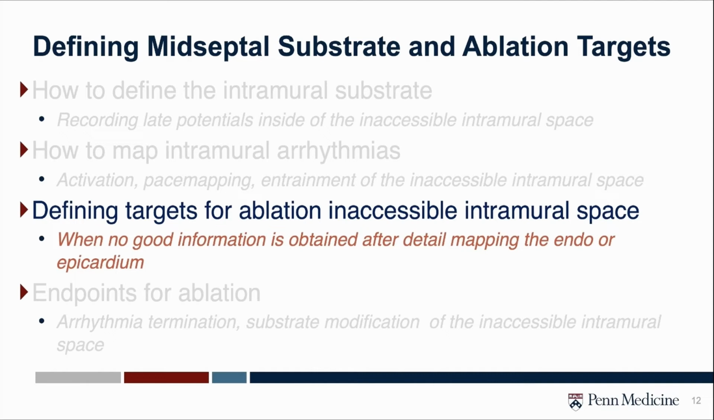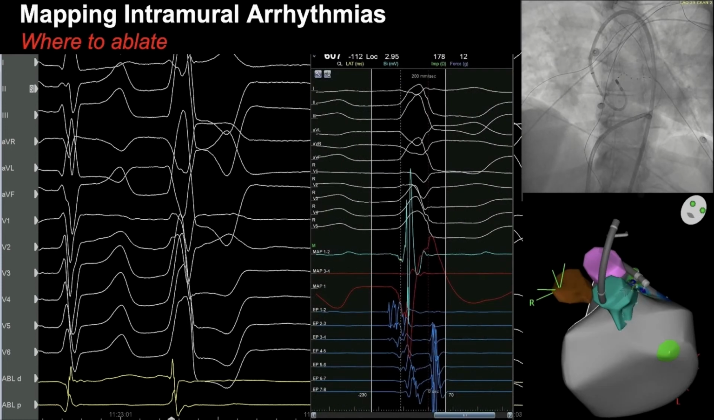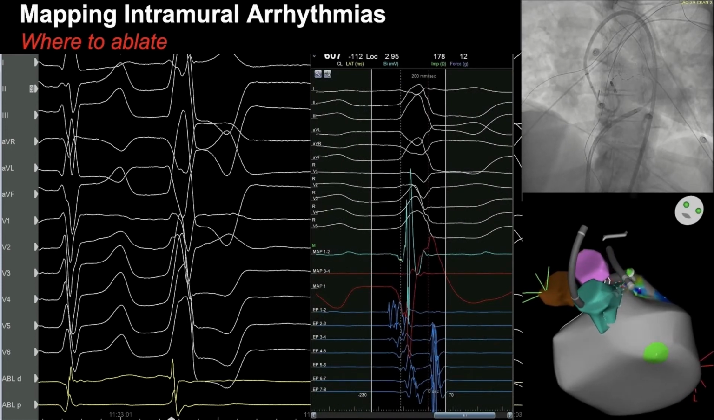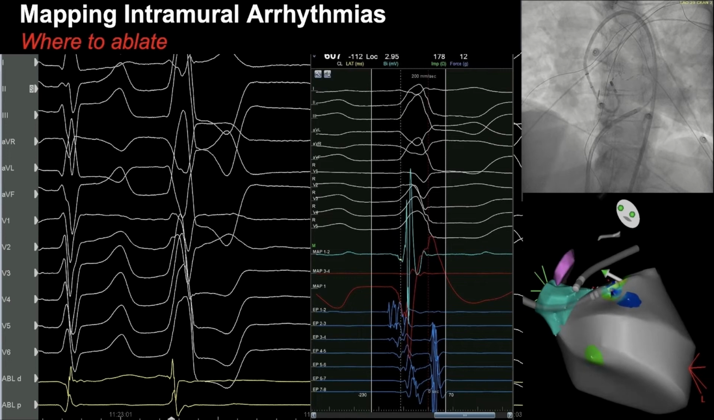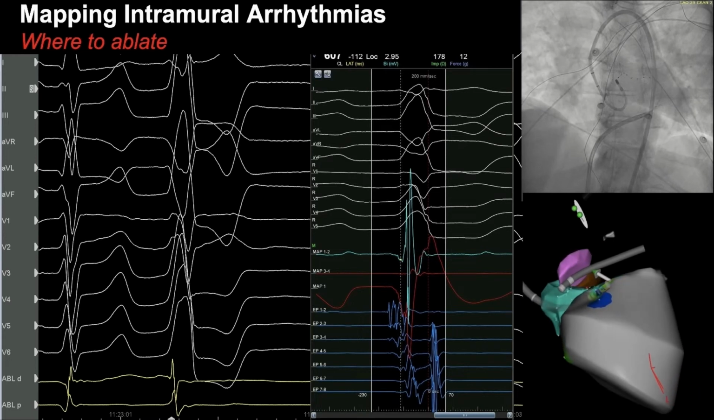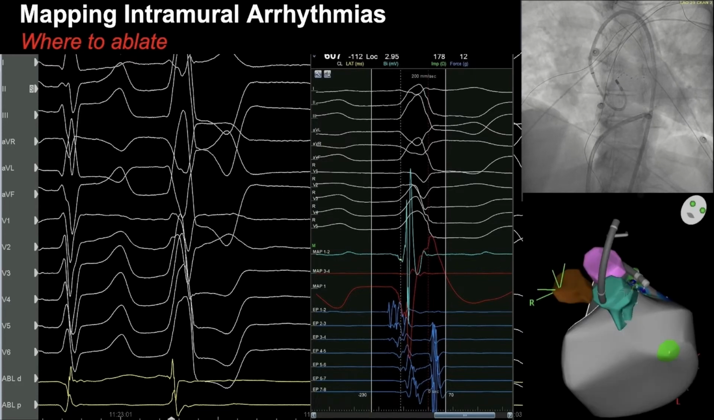So how can we define targets? Especially if you don't have any good information after mapping the endo and the epi. So where to ablate? That's the question. And we have been using this technique to essentially find the earliest site of activation. In this case, we find the earliest site of activation in that intramural space. You can clearly see here the early activation in 1-2 in that octapolar catheter going from intramural to epi. Now, we couldn't find any early activation in the endocardium.